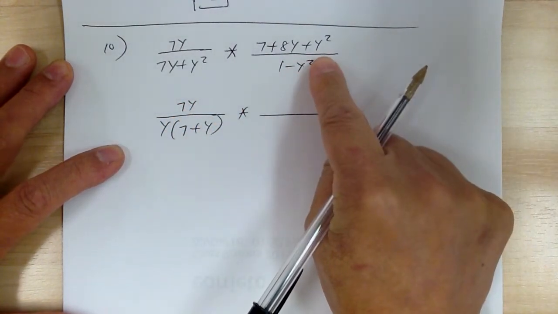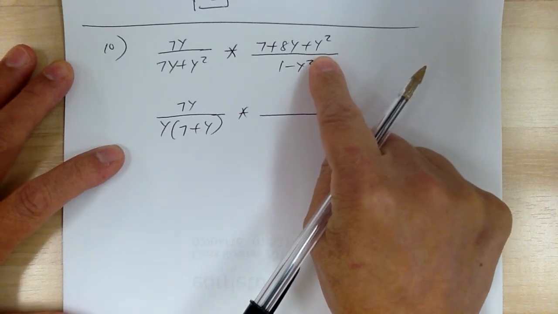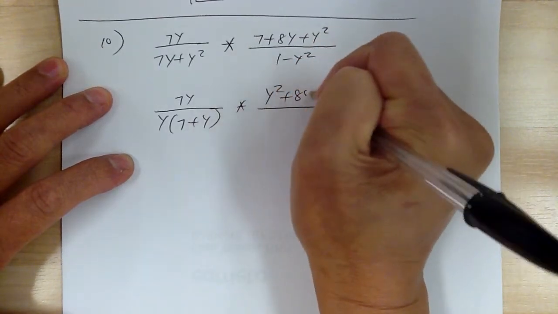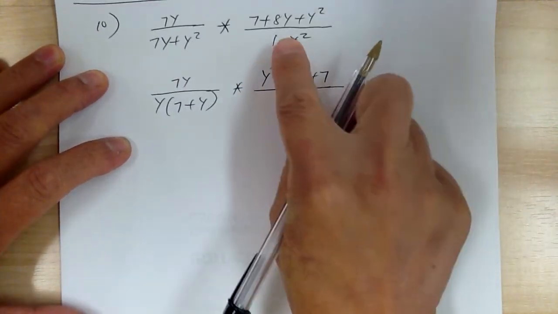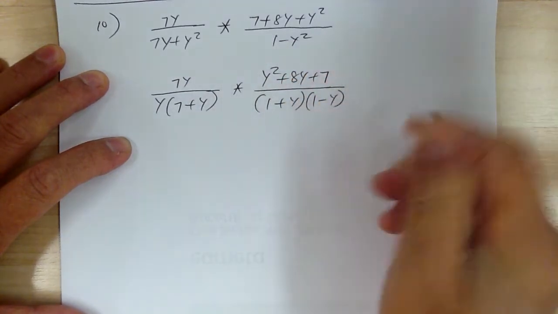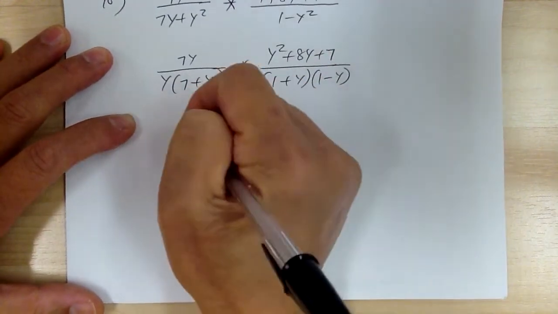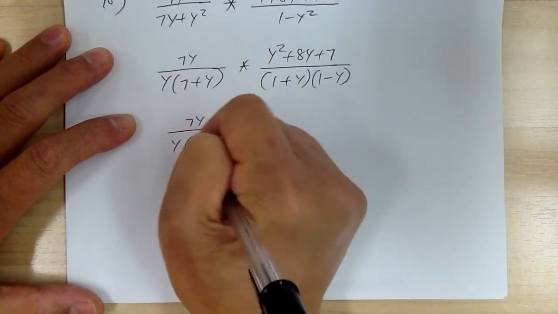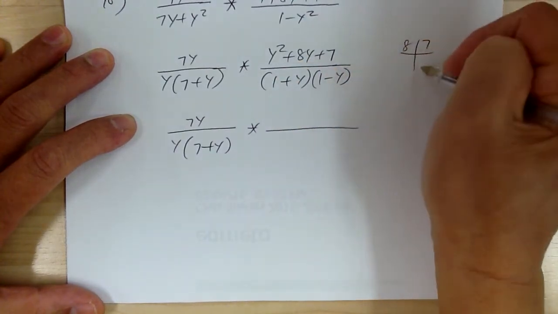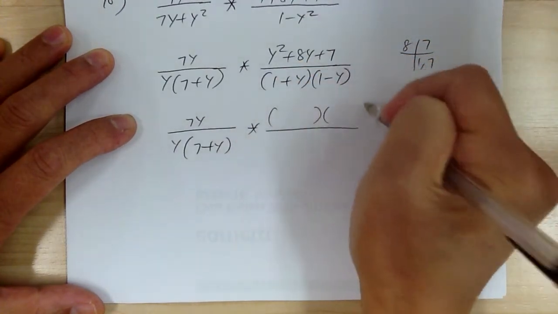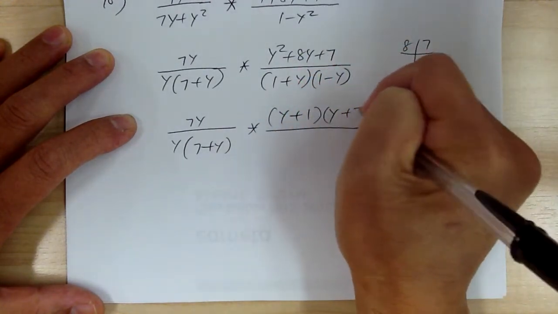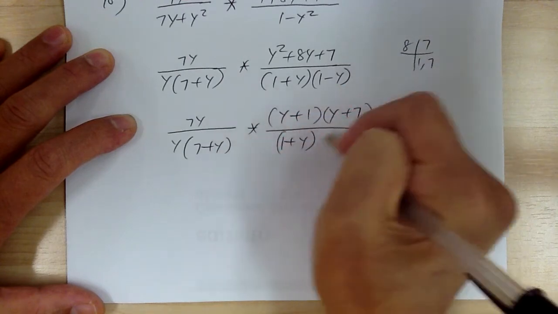Now this one is in kind of reverse order, so I'm going to switch it before I factor. And this one, you can do the conjugate. This one I'm going to factor using master product, so do one extra step. Again, use your master product. 8 and 7, so it'll be 1 comma 7. So it'd be plus 1, plus 7. And this would be 1 plus y, 1 minus y.